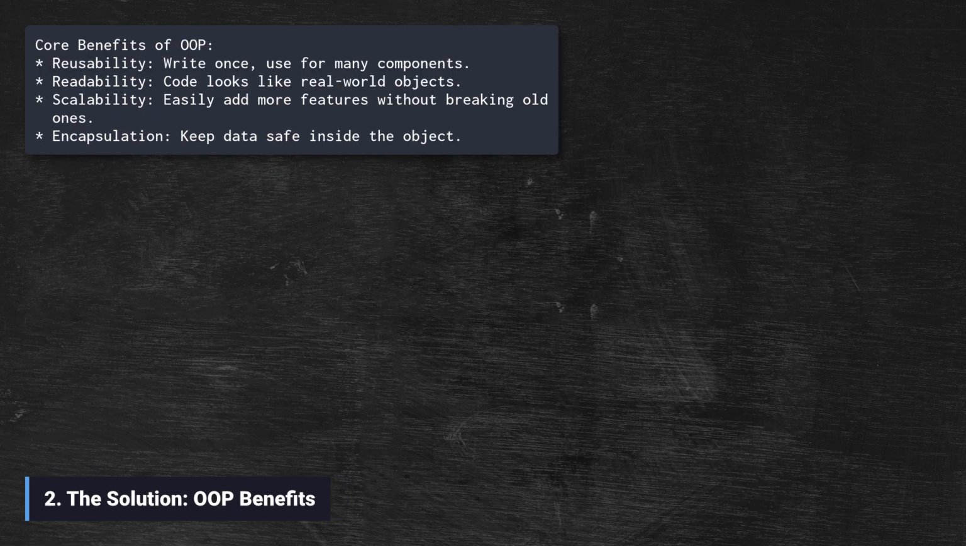With OOP, we treat components like real-world objects. Instead of managing pins and states manually everywhere, we create an LED object that knows how to handle itself. This makes your code reusable, much easier to read, and perfectly scalable for complex robots or IoT systems.